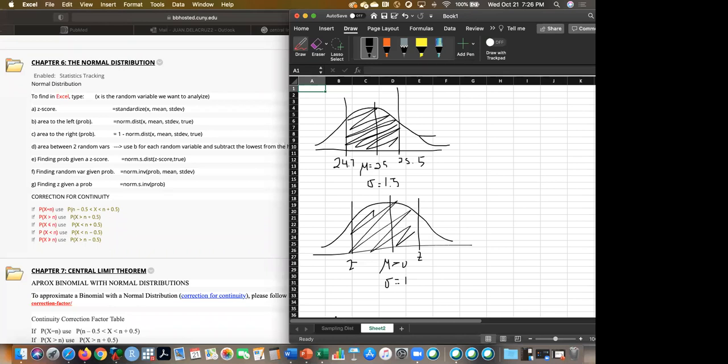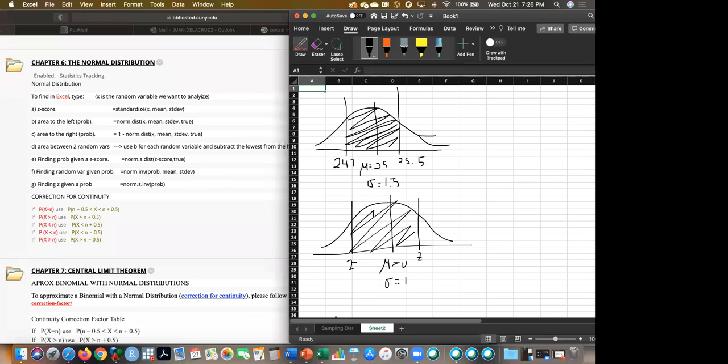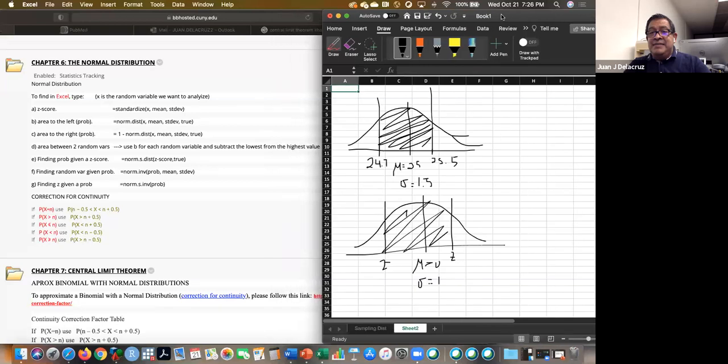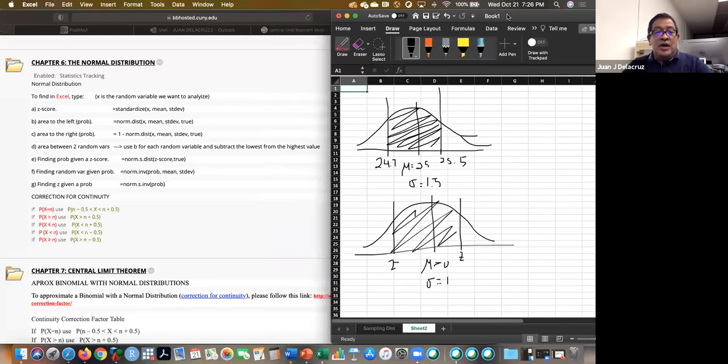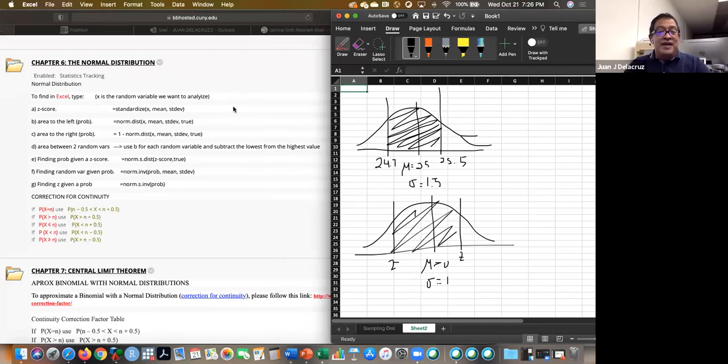I will use D. What does D say? The area between two random variables. What does B say? For each random variable, use B. So I'm going to find the area to the left of this and the area to the left of this, and then I am going to subtract the lowest from the highest, right? So I'm going to use B.